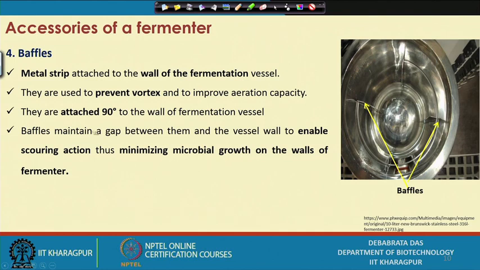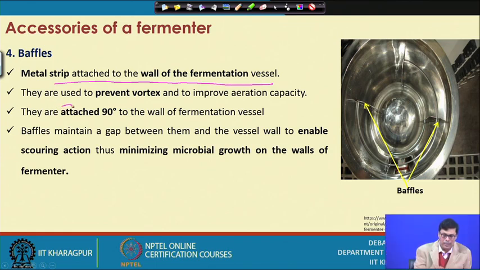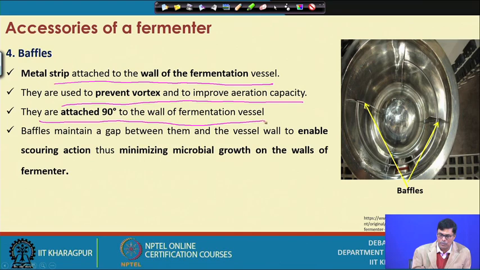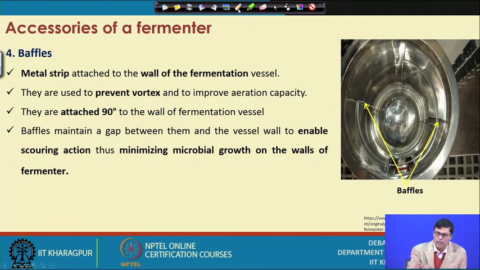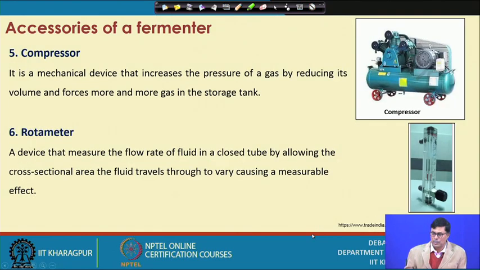So this is a metal strip attached to the wall of the fermentation vessel, the baffle. They are used to prevent the vortex and to improve the aeration capacity. They are at 90 degrees to the wall of the fermentation vessel. Baffles maintain a gap between them and the vessel wall, enabling a scouring action, and thus minimizing the microbial growth on the wall of the fermenter. This is why we have baffles.